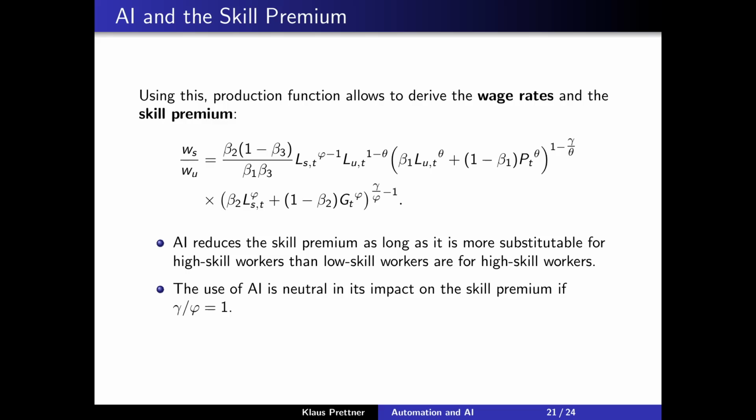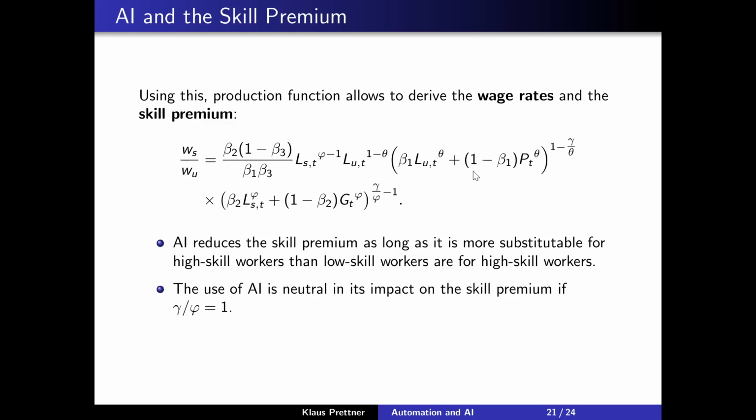Why is this the case? Well, it substitutes for the high-skilled workers, but this increase in the amount of production that you have through the high-skilled workers does not impact the low-skilled workers by the same amount, right? Because they are not as easily substitutable by artificial intelligence as high-skilled workers are, and therefore there would be a downward pressure on the skill premium.